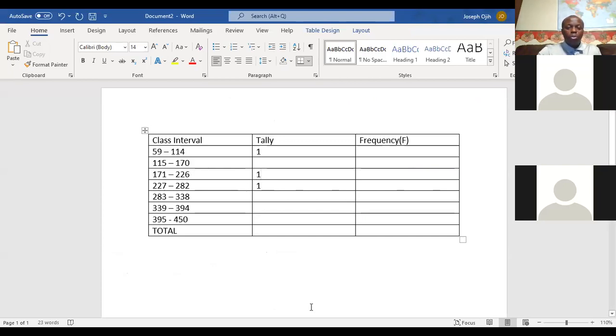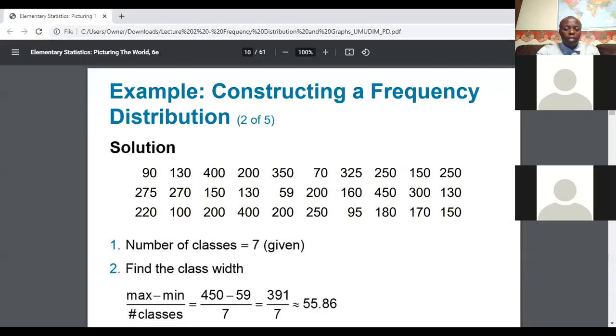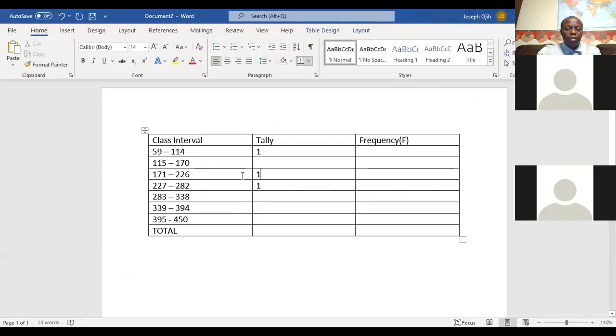Next, this tally will help you get the frequency. That's all you need the tally for, to make sure you get the accurate frequency, because if your answer here is wrong, it will affect the rest of your answers. So the next one we're going to do is 130. 130 should be in this group here. Okay, I'm going to put one tally here.